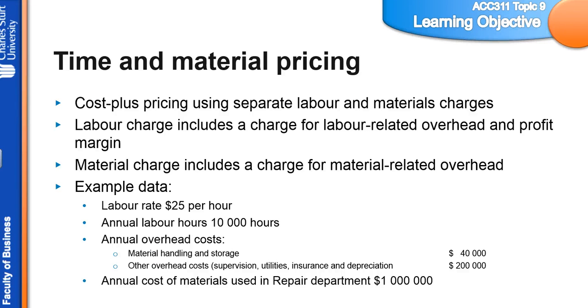In this we can look at time and material pricing, where cost plus pricing uses separate labour and material charges. The labour charge includes a charge for labour-related overhead and profit margin, and the material charge includes a charge for material-related overhead. So we've got some example data here: the labour rate of $25 per hour, the annual labour hours of 10,000 hours, the annual overhead costs. We've got material handling and storage of 40,000 and other overhead costs of 200,000, and the annual cost of materials is 1 million.